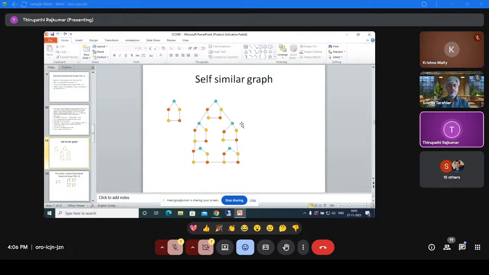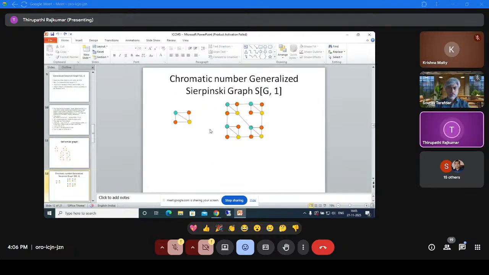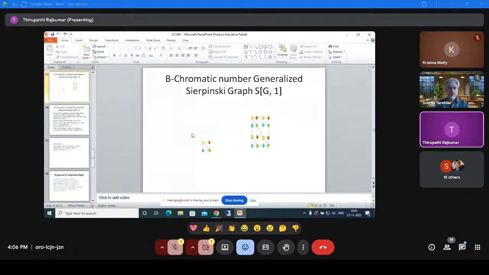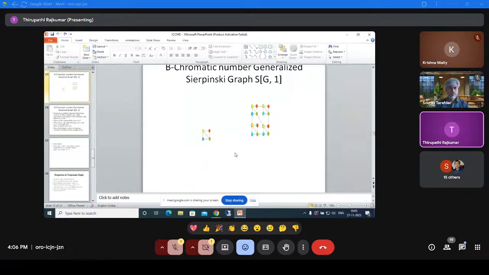Self-similar graph, or definition of self-similar graph. Chromatic number of generalized Sierpinski graph: the chromatic number of this graph is 3. The b-chromatic number of the generalized Sierpinski graph is 4. This is applied for 4 classes. They used only 4 colors. The green color is adjacent to every other color class.